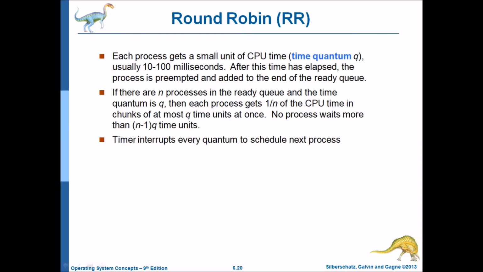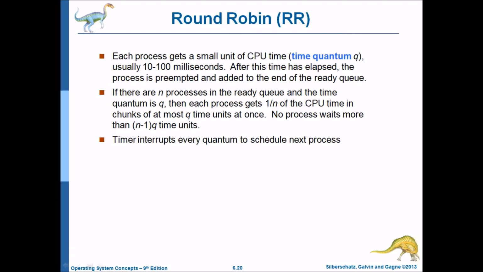Next we have the round-robin scheduling algorithm. This scheduling algorithm uses a preemptive policy. The round-robin scheduling algorithm is designed especially for time-sharing systems. It is similar to first-come, first-served scheduling, but preemption is added to enable the system to switch between processes. Each process gets a small unit of CPU time called the time quantum. Usually it is 10 to 100 milliseconds.